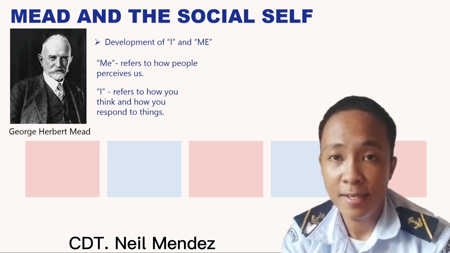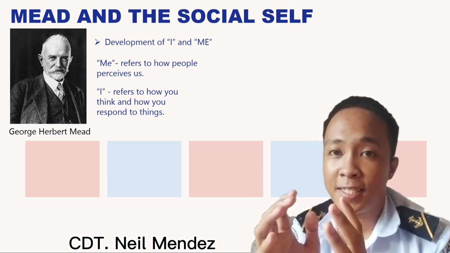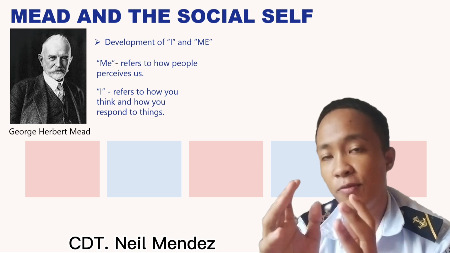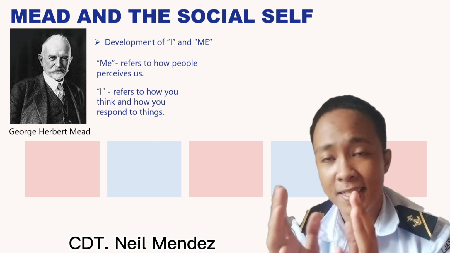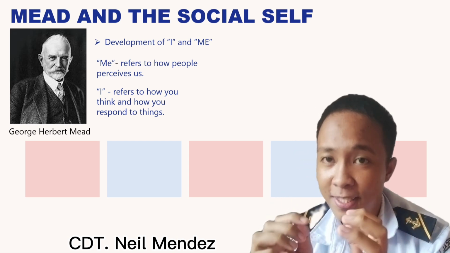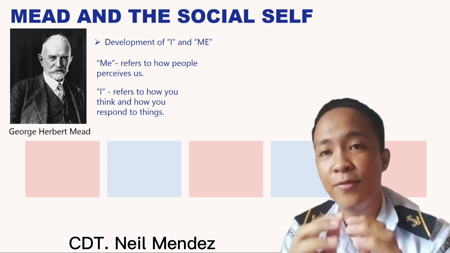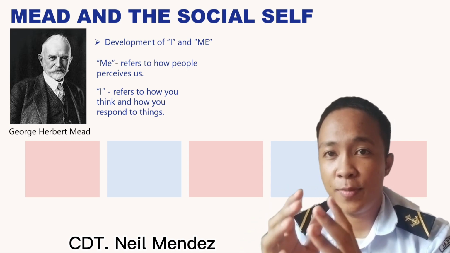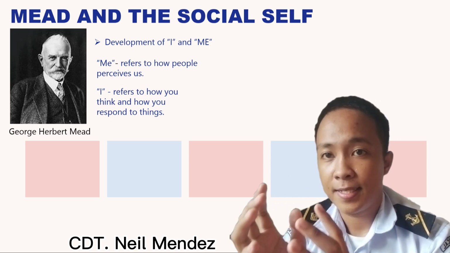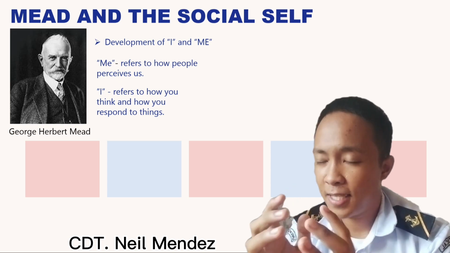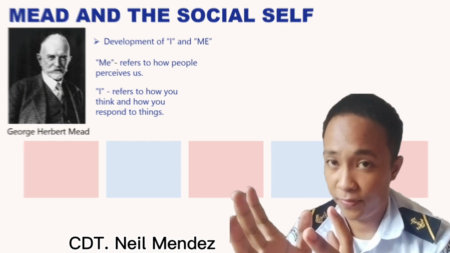According to Mr. Mead, the I itself is the thinking process of how one receives something it feels. While the me is a thinking process of a standard that you are perceiving, of what people around you would be expected to be comfortable with. The I itself is the predominant part of the self, a subject, while the me is referred to as an object of the self.